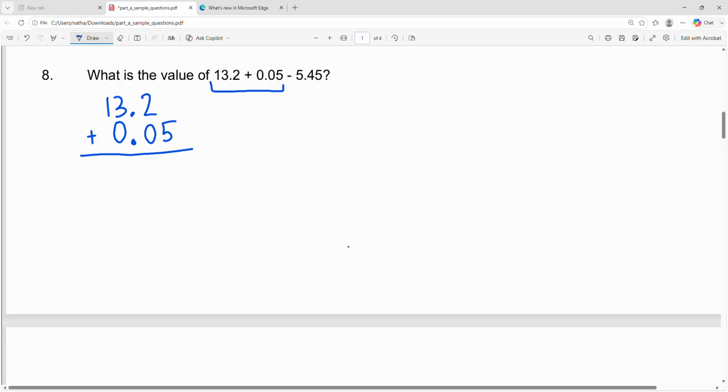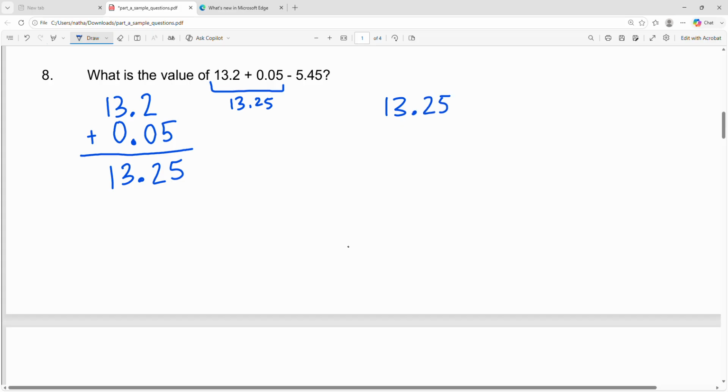So I'm going to add, there's nothing here. 5 plus nothing is 5. Okay, you could fill that place in with the 0 if you wanted to. 2 plus 0 is 2. 3 plus 0 is 3. 1 plus nothing is 1. So the first part gives us 13.25. And now we're going to subtract from that 5.45.